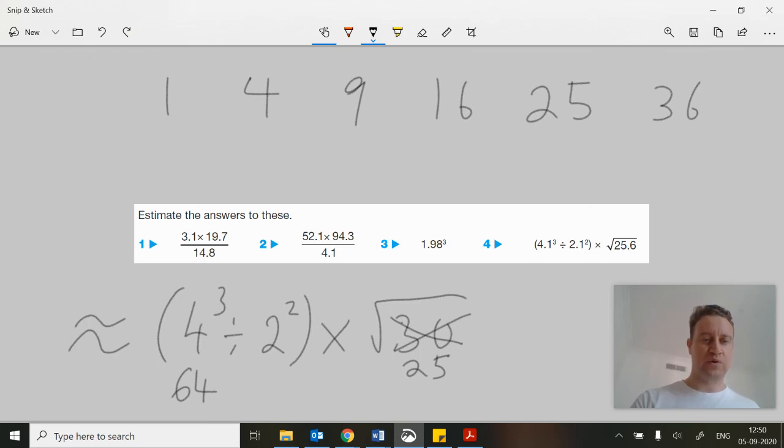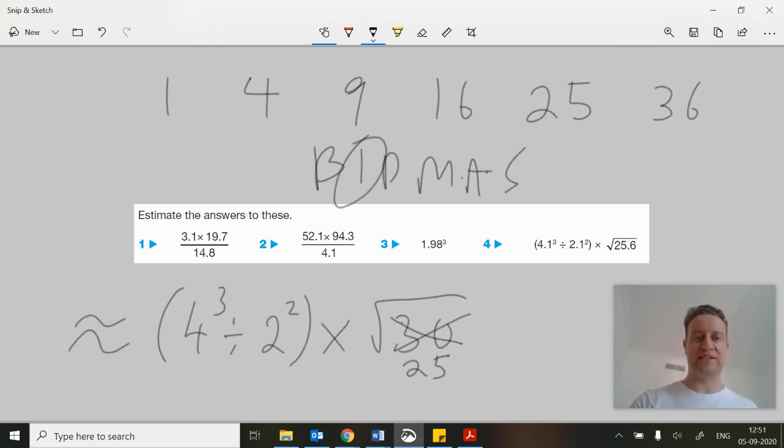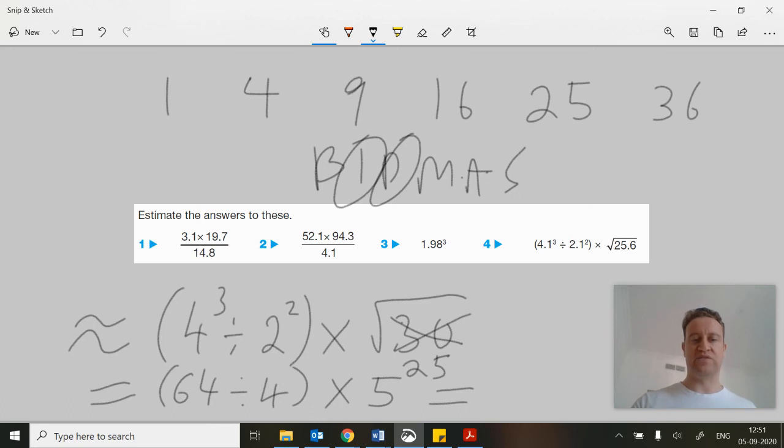So remember, of course, that we have to do things using BIDMAS, and BIDMAS tells us to do our indices before we do our division. Indices are your powers, also your square roots as well. So in this case, you're going to do 64 divided by 4, in brackets if you want, it doesn't matter, and then times by the square root of 25, which is 5. So we've done all of our indices now, and now we've got 64 divided by 4 is 16, and then times by 5.